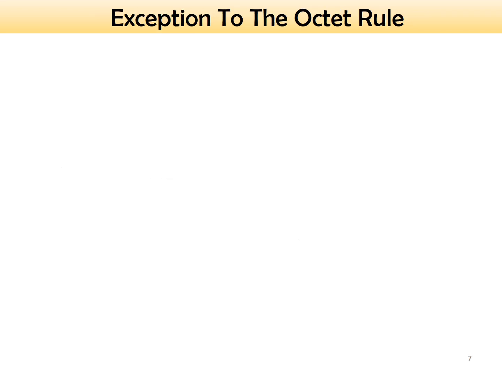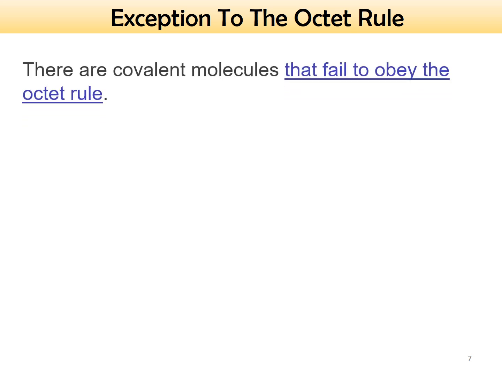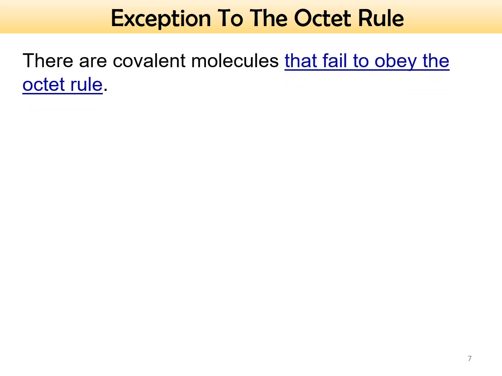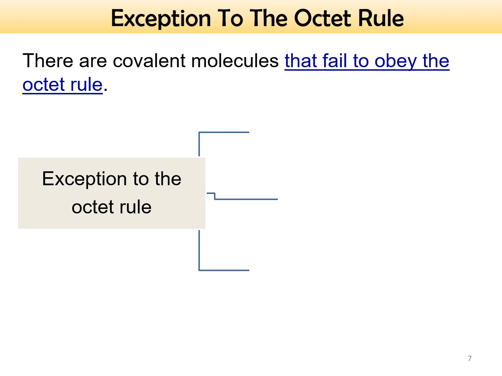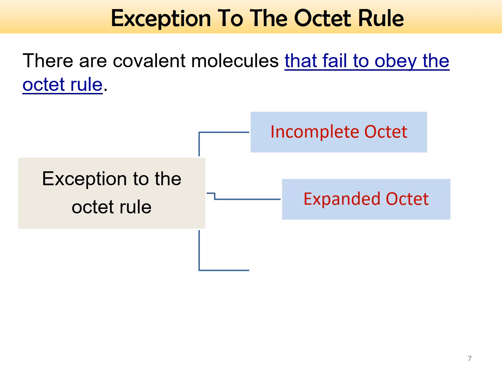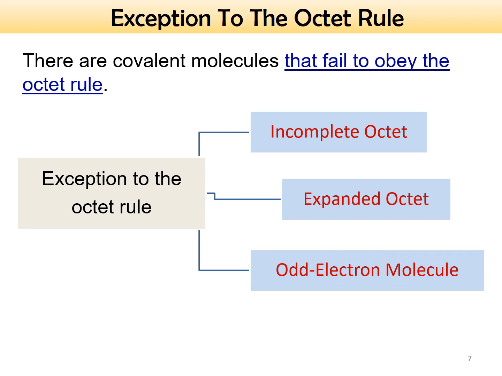Lewis structure provides a simple model for rationalizing the bonding in most known compounds. However, there are covalent molecules that fail to obey the octet rule. There are three general exceptions to the octet rule. First, incomplete octet. Second, expanded octet. Third, odd electron molecule.